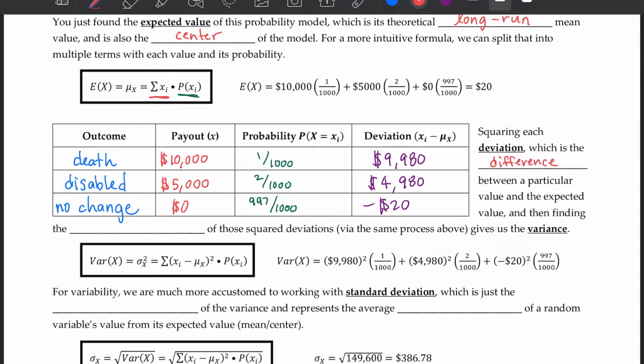If we square all of these things, and then we find the expected value of those deviations, okay? In other words, remember that's coming back up here to this formula here. If we take all of those values, we multiply them by the probabilities of them happening, and then sum them up, we get something known as the variance of our distribution, variance.